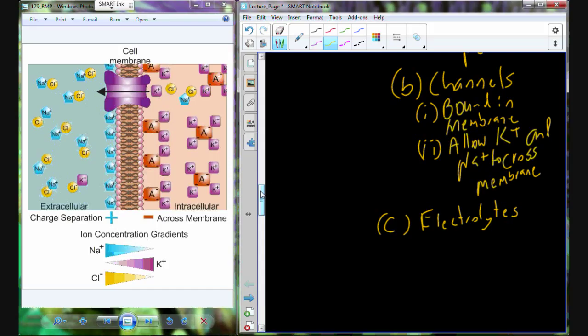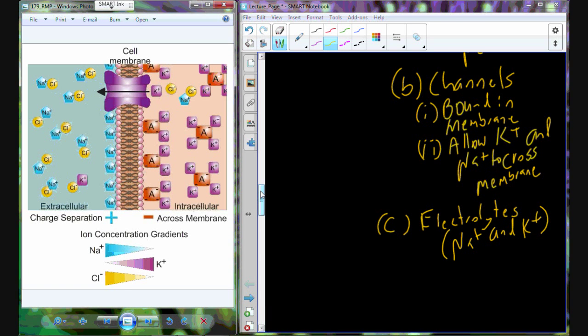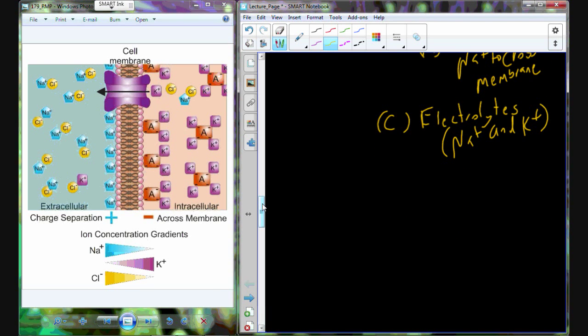We also have electrolytes involved, things like sodium and potassium. You'll also see that chloride is present in this example, and then we're going to talk about what that A is in just a couple of minutes. That's actually not an electrolyte, but we'll get back to that, so just bear with me. So we are concerned about the electrolytes that are at the very periphery of the membrane.